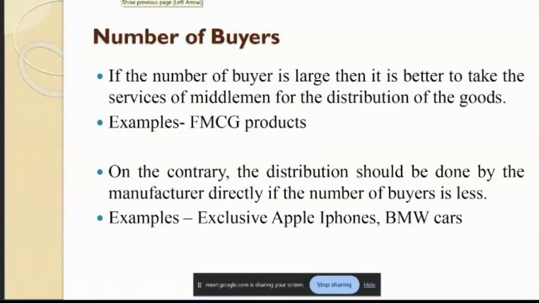On the contrary, if the buyers are very few, that means very few people are buying it, for example Apple iPhones, or maybe BMW cars, when the product is a luxury product, then always use a distribution network which is short in nature, close in nature, or maybe very exclusive. So it always depends on the number of buyers, whether the number of buyers is large or small.